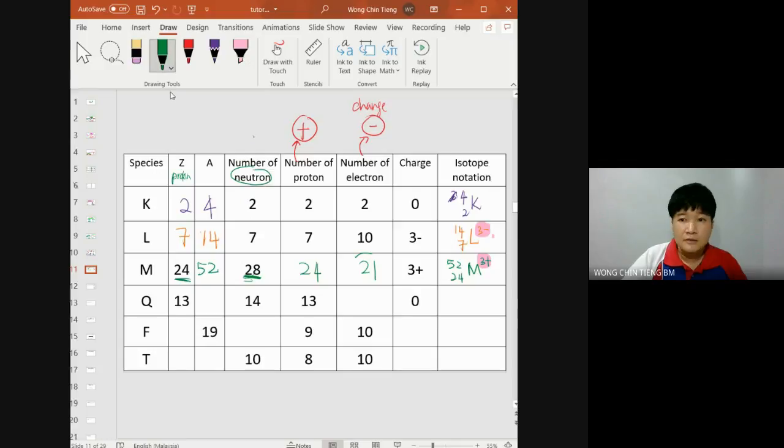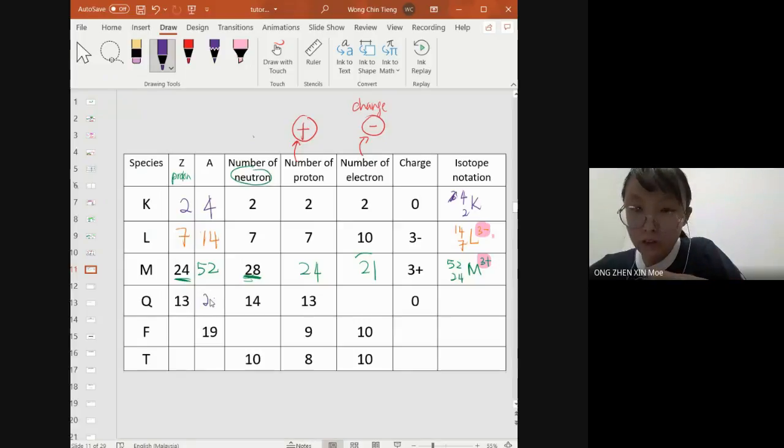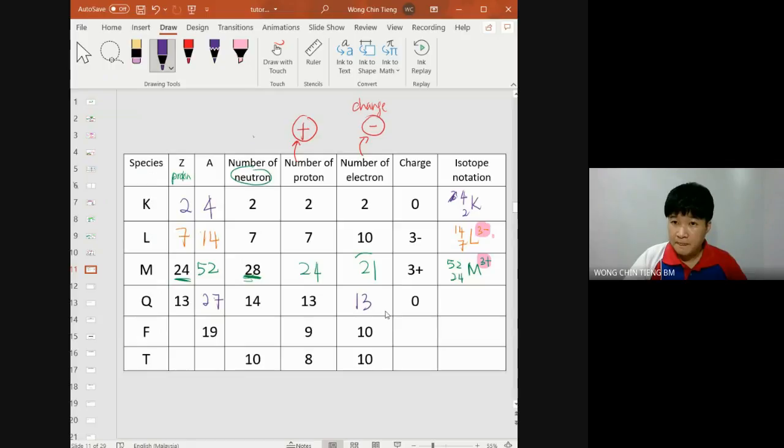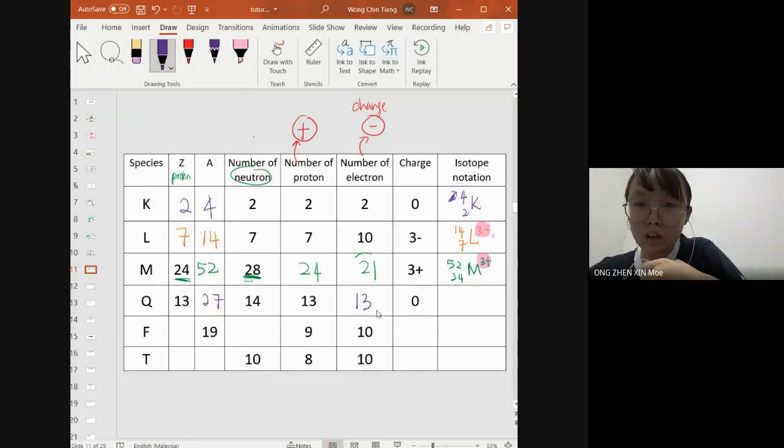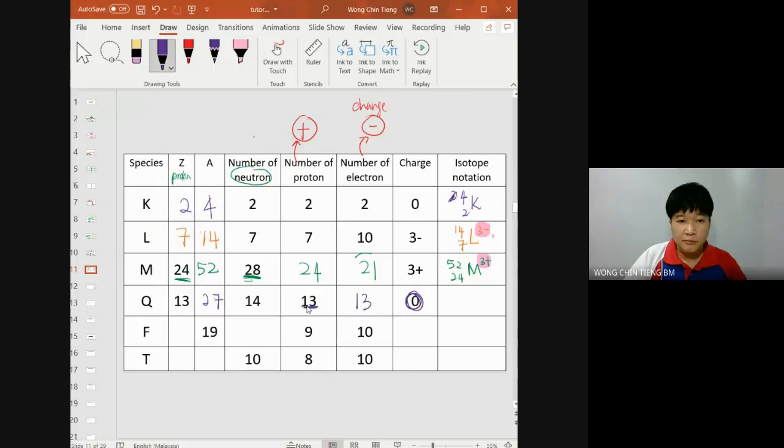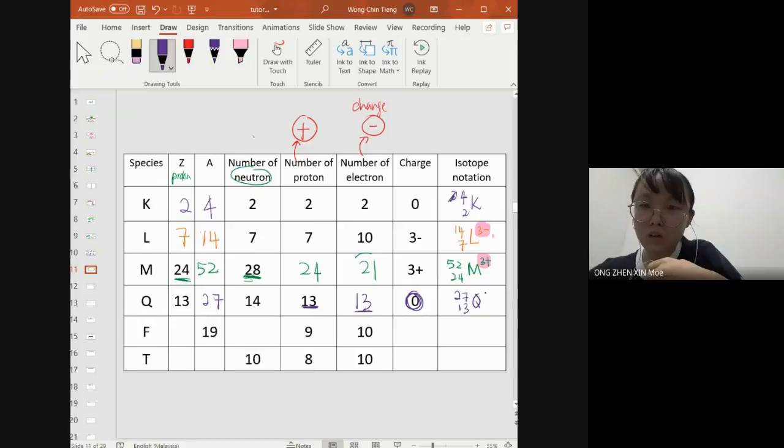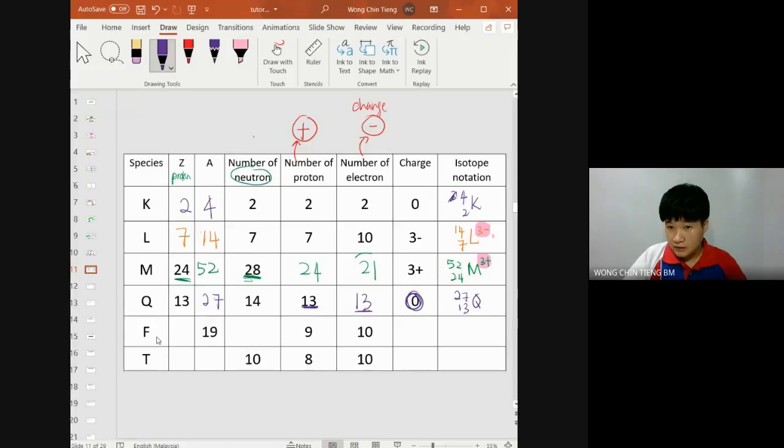Okay, next. Q. 27, 13. Because there are no charge, then number of proton is 13. Yep. So the number of proton must be equals to the number of electron. Isotope notation. 27, 13Q. Any charge? No. Thank you. Zikri.